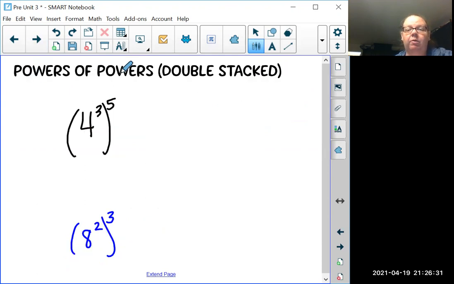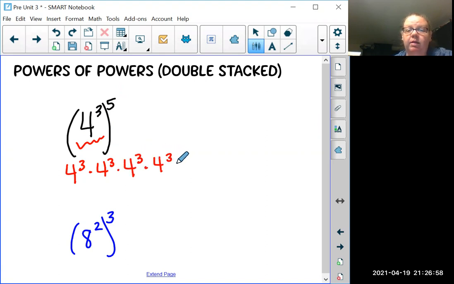Now we have powers of powers, and what that just means is I have students that call it the double stacked one. So it's like exponents on top of exponents, powers on top of powers. When that happens, there's another rule we're going to follow, and I just want to, again, really quickly show you why it works. So 4 to the 3rd, this is actually the base of the 5. So that means that we actually have 5 4 to the 3rds.